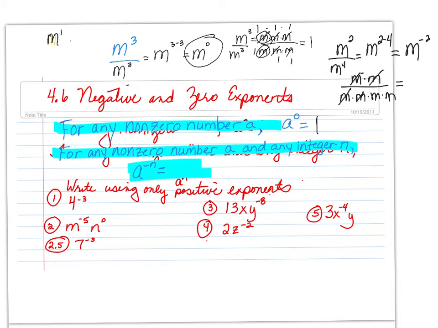What are we left with on top? 1. And on the bottom? 1 over m squared. Anytime you have a negative exponent, you cannot keep it as a negative exponent. That's not simplified. It goes into the opposite position, which if it's in the numerator as negative, it goes into the denominator as positive. So a to the negative n power is 1 over a to the n power.